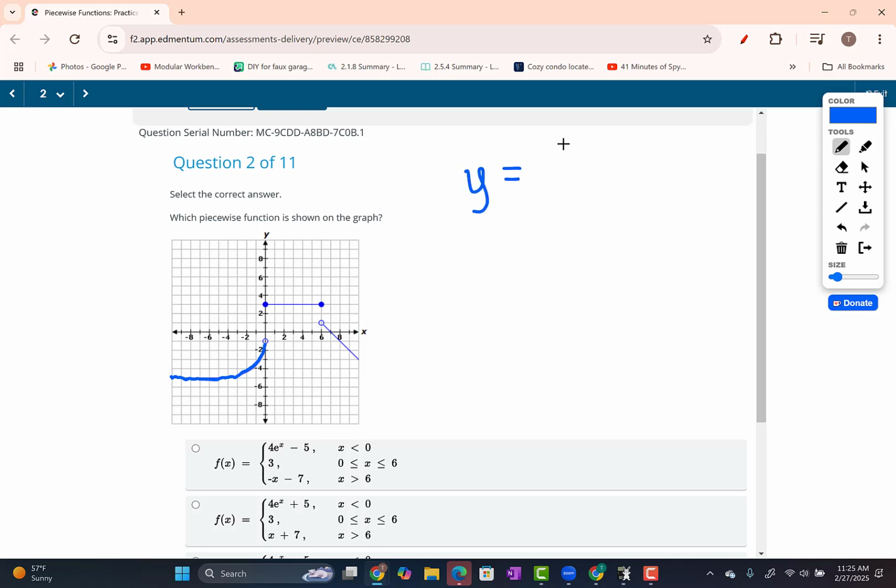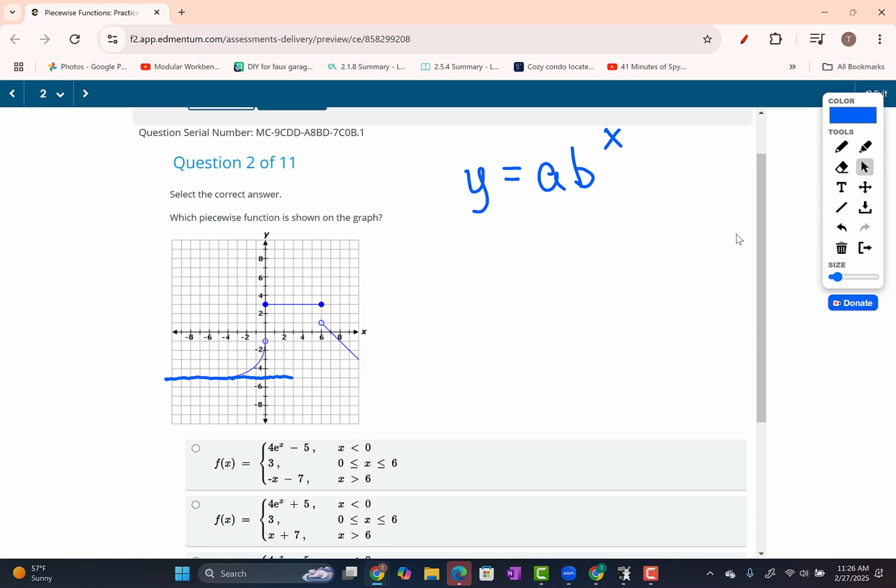Exponential functions take this form right here. Couple things to note. This exponential function, the flat side of that graph, notice how low it is. Notice the y value that it's approaching but doesn't quite touch. It's at -5. So you should recognize this has a horizontal asymptote of -5.